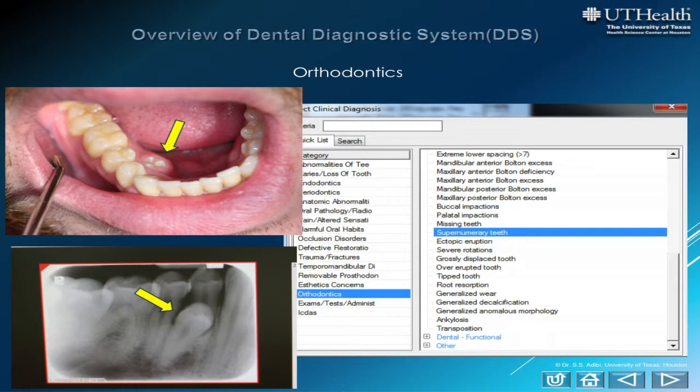This 24-year-old male patient has an extra partially impacted tooth that is mainly due to dental parameter conditions in the mandible. Therefore, a diagnosis of supernumerary teeth would be appropriate for this case.